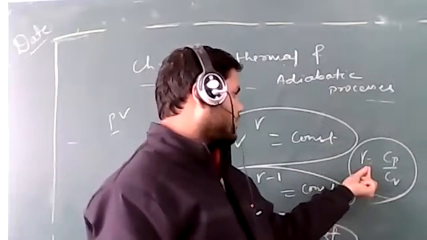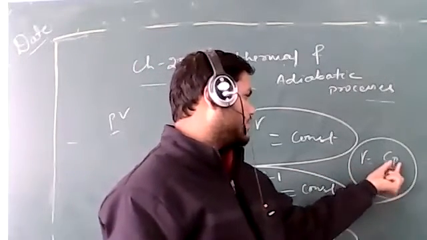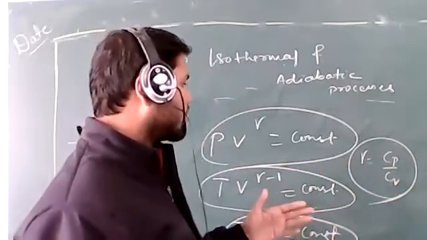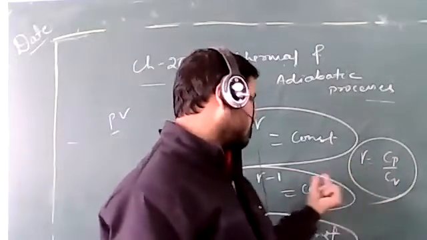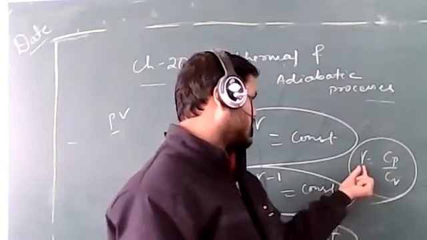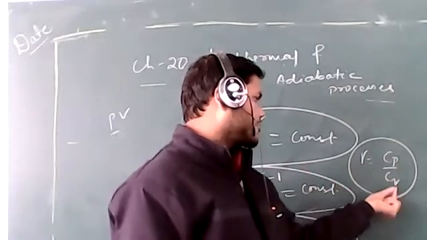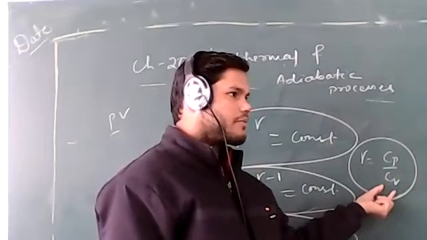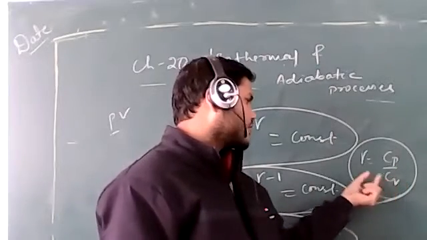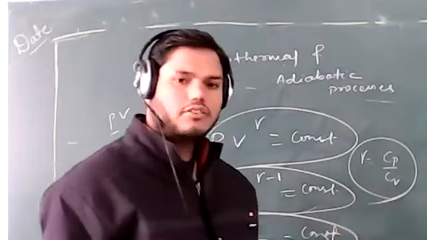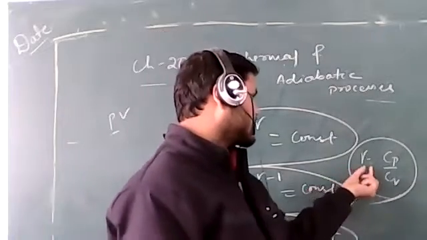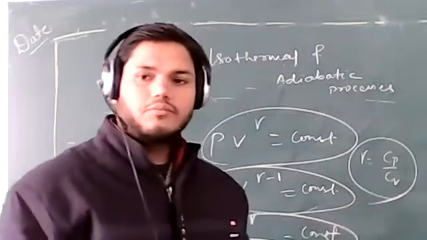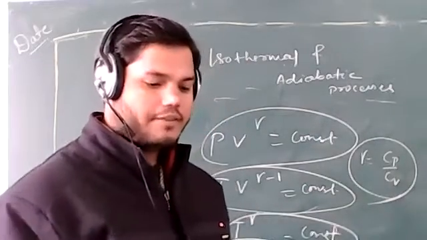Gamma is a constant factor called the ratio of Cp by Cv. We will study Cp and Cv later, but first I'm just telling you: gamma equals Cp upon Cv. Cp means specific heat at constant pressure, divided by Cv, the specific heat at constant volume. So gamma is a proportionality constant, the ratio of the specific heat at constant pressure to the specific heat at constant volume.